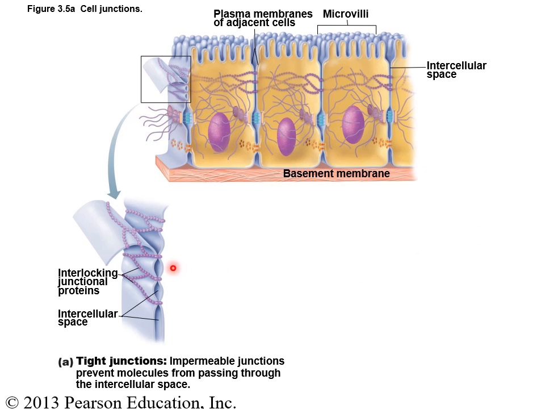If you have proteins that very tightly bind the cells together, this is the plasma membrane, and holds them together like Velcro, snaps very tightly together. This is a tight junction. It's an impermeable membrane junction, and it prevents molecules from passing through the intercellular space. So you can see them here.